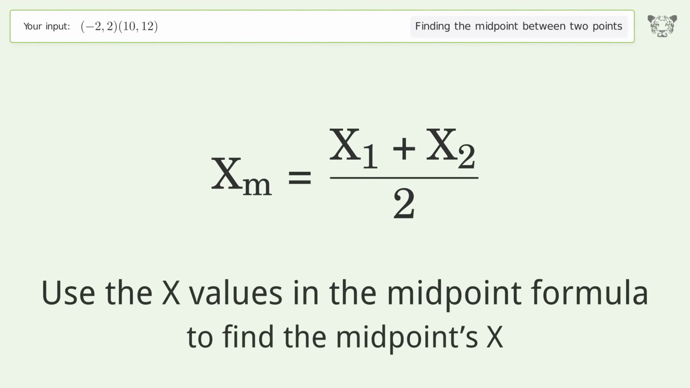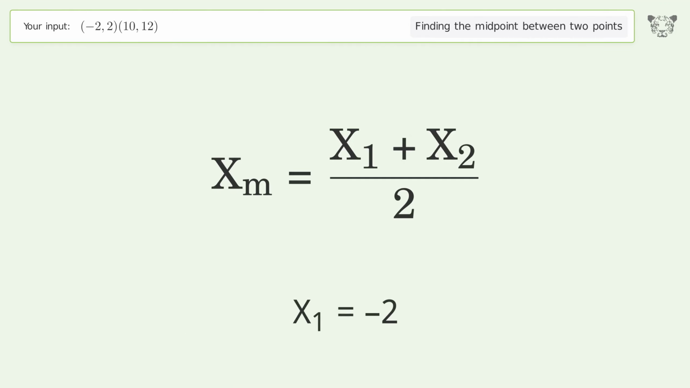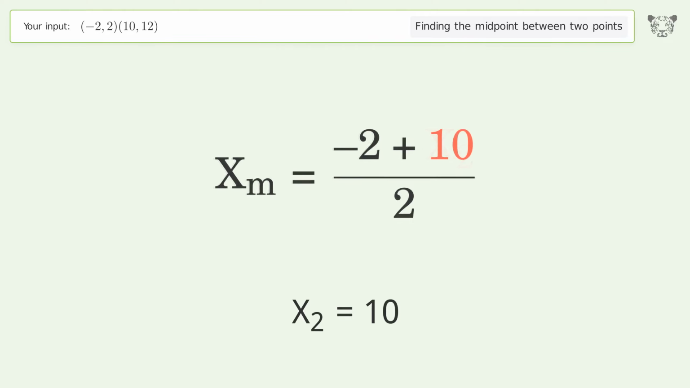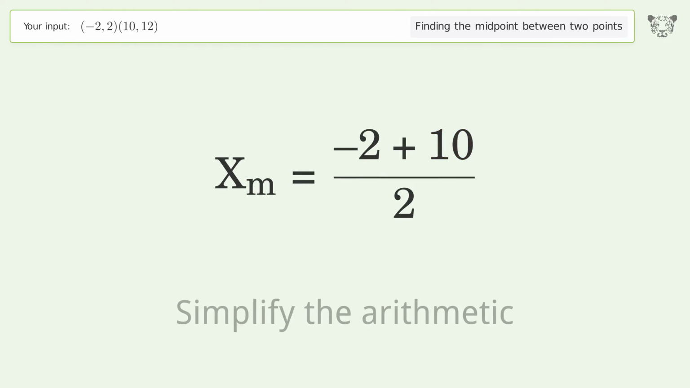Use the x values in the midpoint formula to find the midpoint's x. x1 equals -2. x2 equals 10. Simplify the arithmetic.